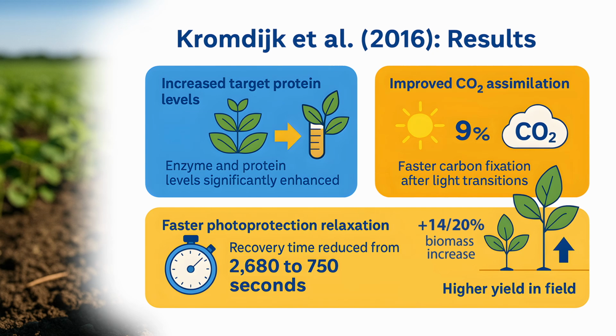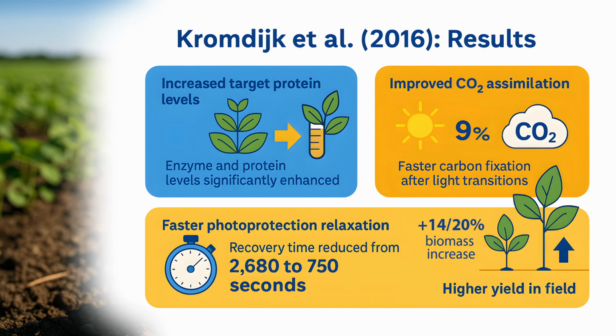The engineered plants were first tested to confirm increased levels of the targeted proteins. Compared to unmodified plants, transgenic lines showed a 10-fold increase in the enzyme violaxanthin deepoxidase, a 6-fold increase in the enzyme zeaxanthin epoxidase, and a 3 to 4-fold increase in the photosystem II subunit S protein. The researchers then examined whether these changes affected the speed of recovery from photoprotection.